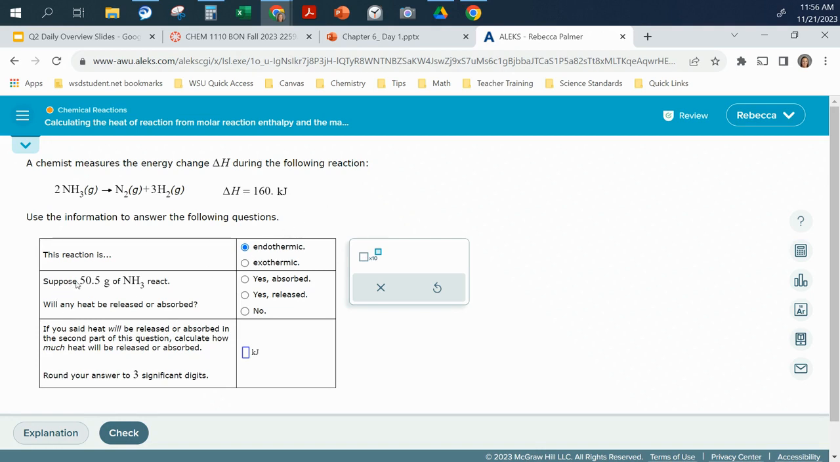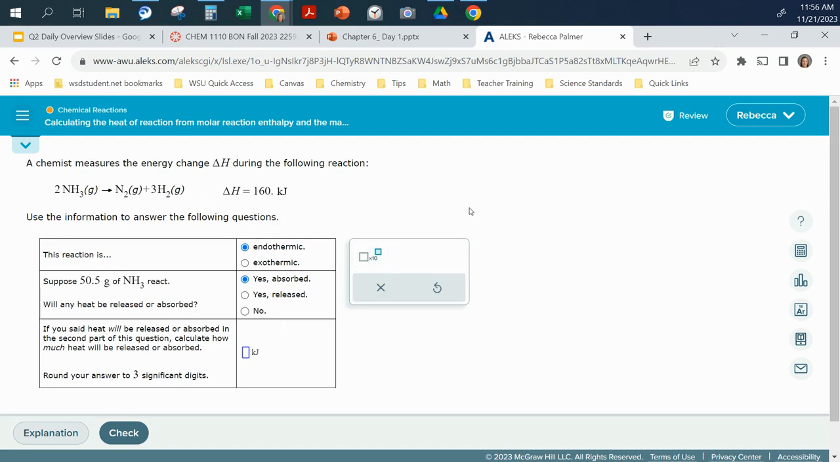And then this one, say we have 50 grams that react. Remember, don't pick no on this one. Is heat absorbed or released? Absorbed, because it's endothermic. Endothermic is absorbed, exothermic is released. Don't pick no, unless nothing reacts, and I've never seen that.